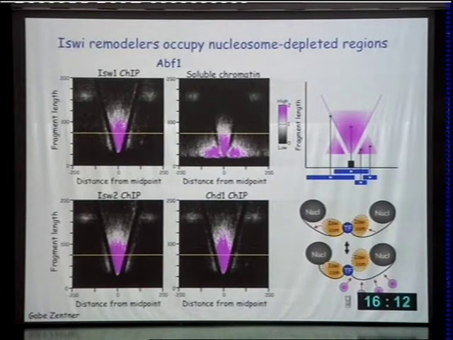Now, if we add up how much ISW1, ISW2, and CHD1 there is in the yeast cell, there's enough to occupy 10% or so of the yeast genome. So we think that these three proteins are almost entirely responsible for making the nucleosome depleted regions. We know that if you delete them all, then you lose a lot of the phasing. So they do seem to be acting redundantly in that way.